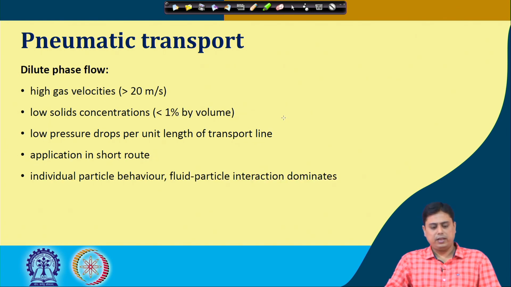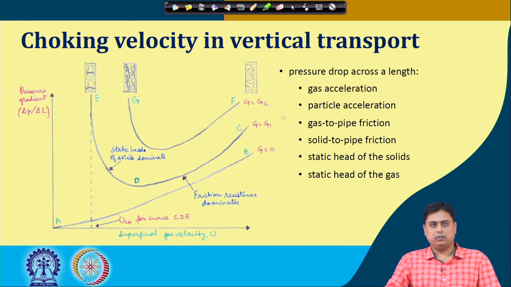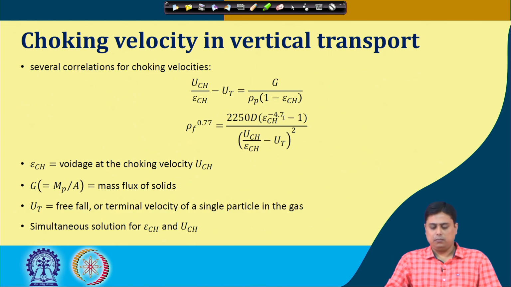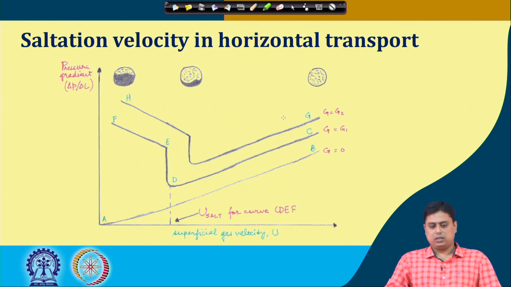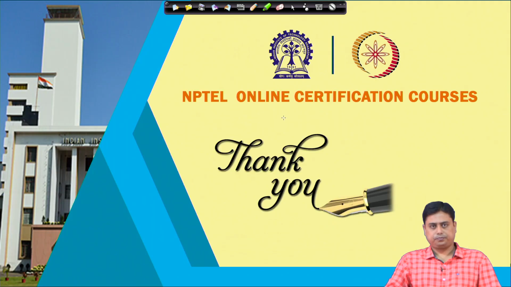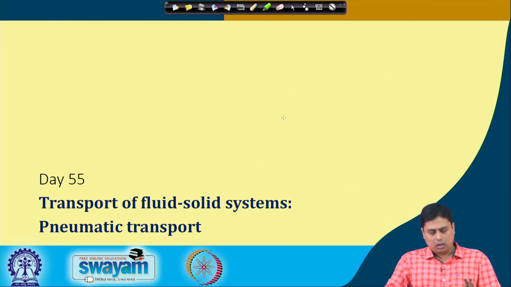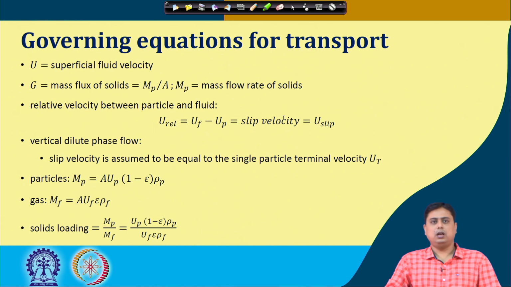What is the dilute phase and what is the dense phase, both we have covered. In this case, analogous to the saltation and the homogeneous cases, here we had the choking point, or the choking velocity, in pneumatic transport. Choking velocity we talk about for vertical transport, and saltation velocity in the case of horizontal transport. What is the minimum velocity that is required in order to avoid those points? We have seen in detail.